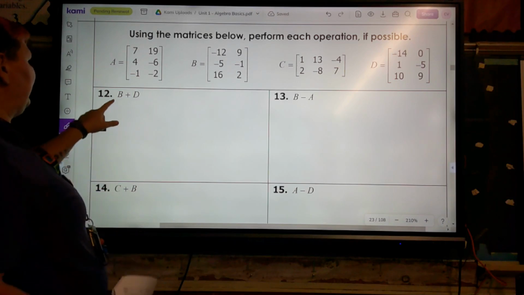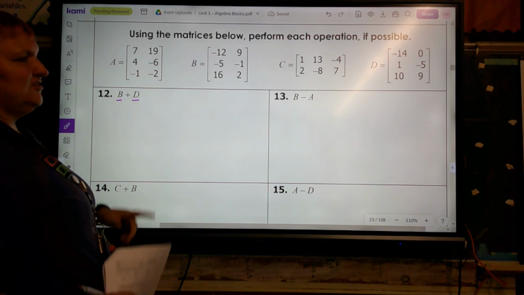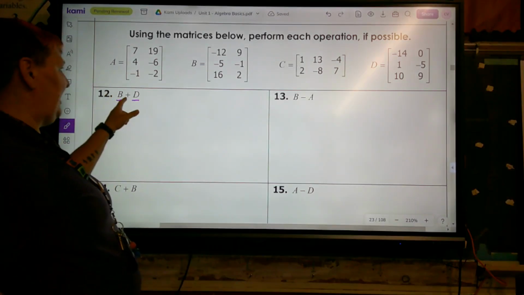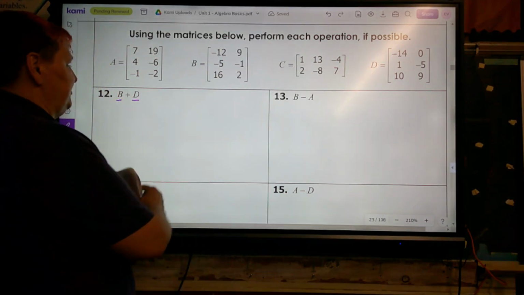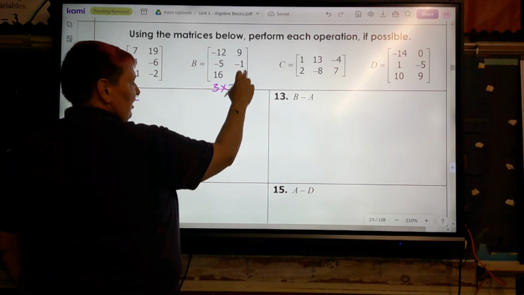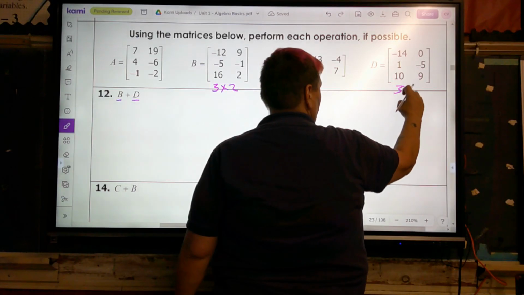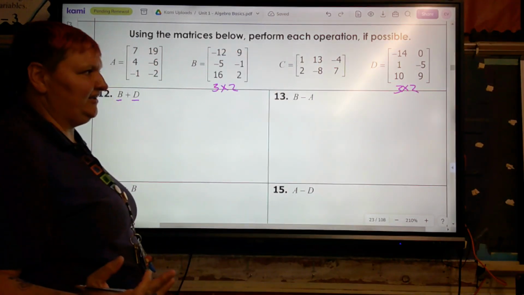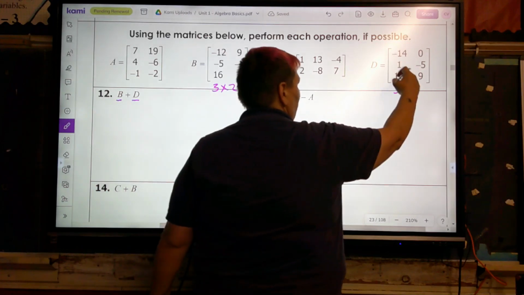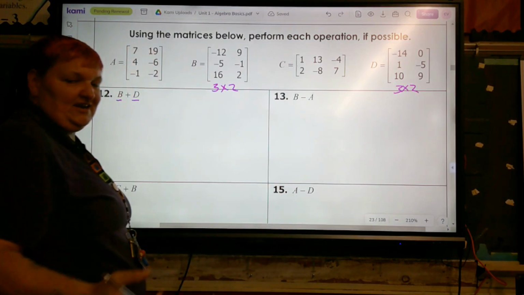All right, so we're adding matrix B and matrix D. The first thing we have to ask ourselves is, do they have the same dimensions? Because to add and subtract, they have to have the same dimensions. B is a 3 by 2, right? 3 rows, 2 columns. And D is a 3 by 2. They both have 3 rows and 2 columns, so we can add them together. Do you see how they both have 6 numbers in them?